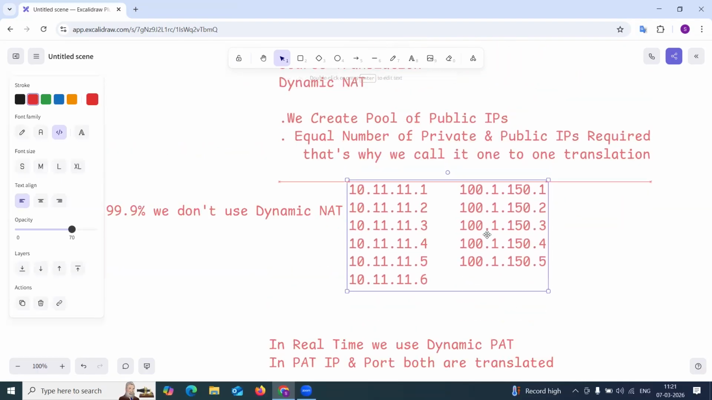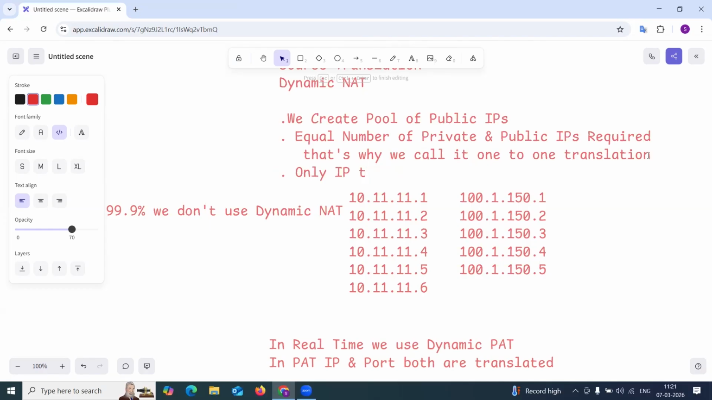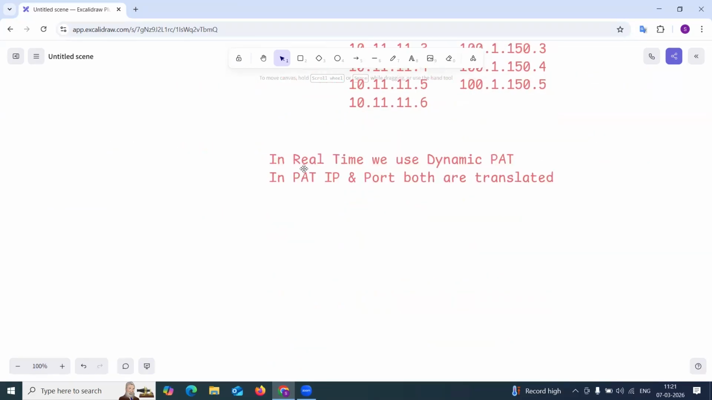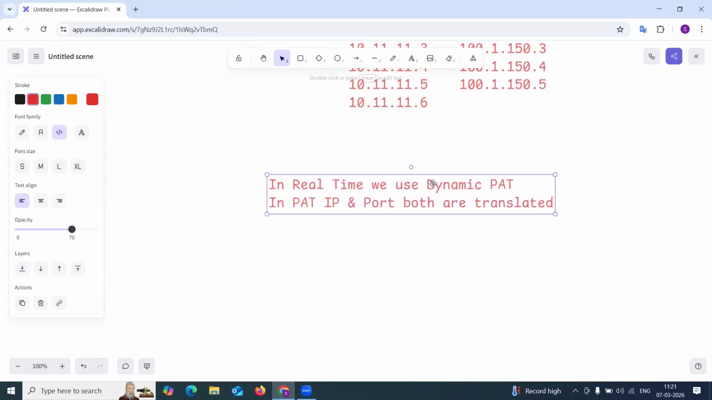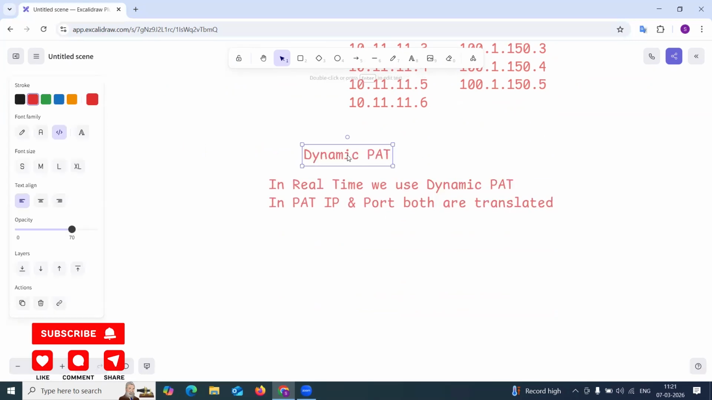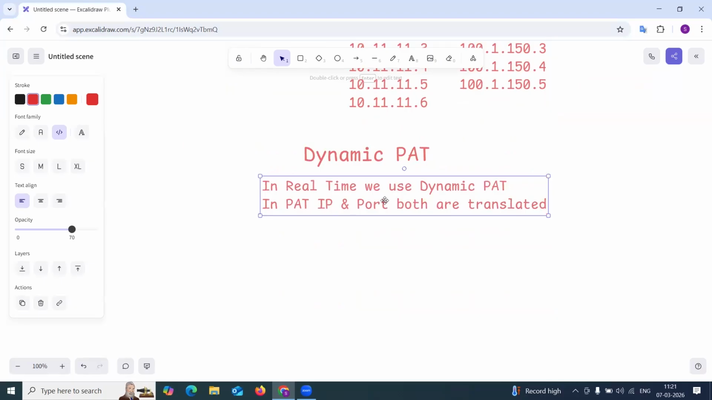But here, only IP to IP translation happens. Understood? There's no port number included here. So this is all about dynamic PAT. In real time, we use a dynamic PAT.